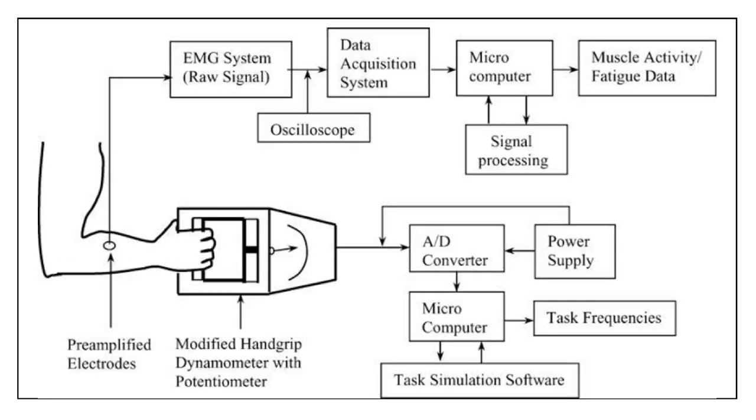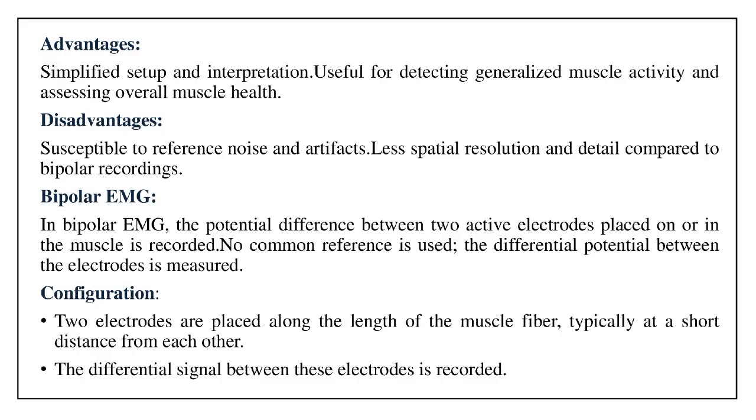Configuration. A recording electrode is inserted into or placed on the muscle of interest. The potential difference between the muscle electrode and the reference electrode is measured. Advantages. Simplified setup and interpretation. Useful for detecting generalized muscle activity and assessing overall muscle health. Disadvantages. Susceptible to reference noise and artifacts. Less spatial resolution and detail compared to bipolar recordings.